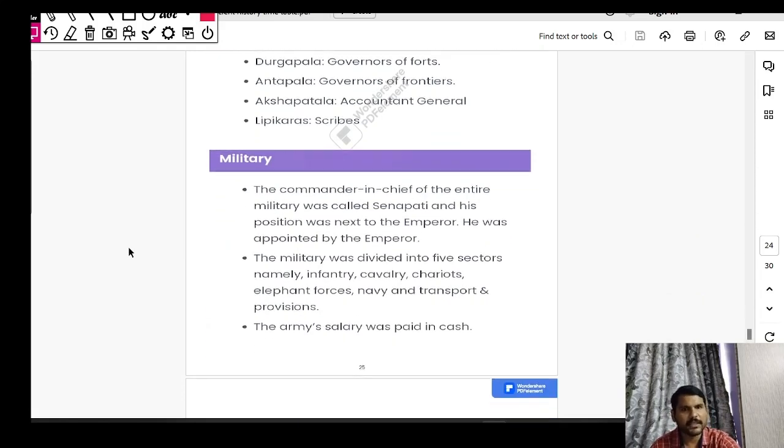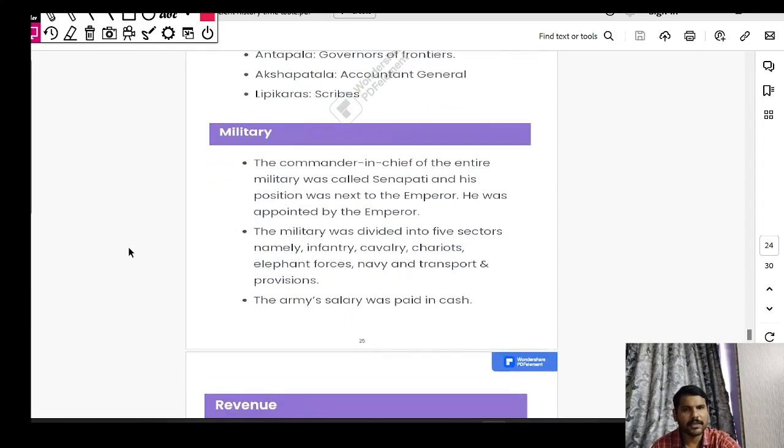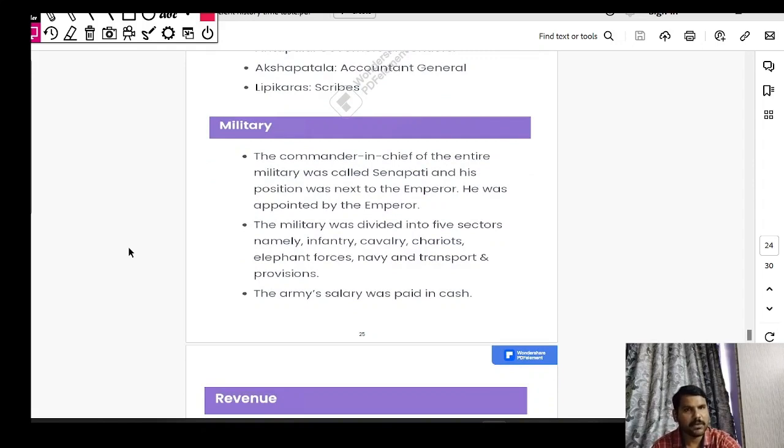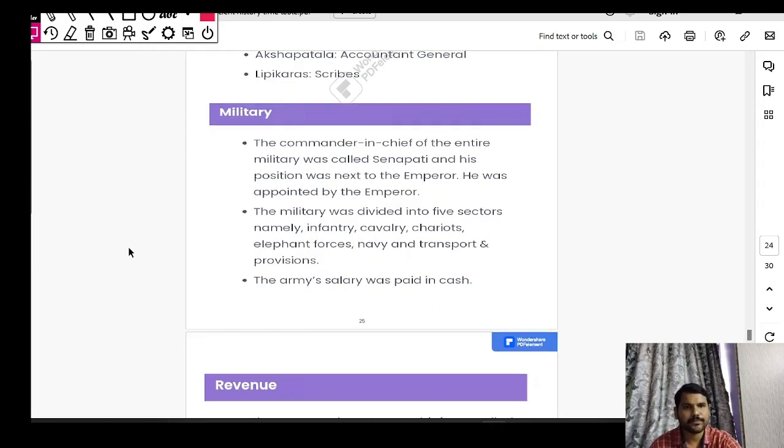Again, the military: Senapati, common knowledge. His position was next to the emperor, and he was appointed by the emperor. Elephants were used. The elephant is one of the unique things about the Indian subcontinent, because elsewhere they only used foot soldiers, cavalry, etc. But in India the elephant corps was very famous, and foreign writers like Megasthenes exclusively mentioned Indian elephants, lofty as hills, black and very powerful. Most of these kings derived their power because of the elephants also.